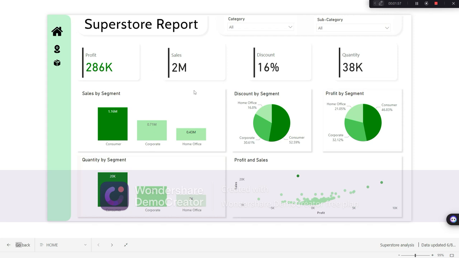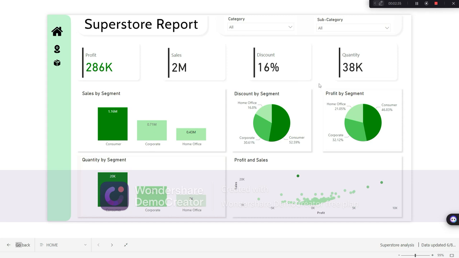The next chart, that is a pie chart, shows average discount by segment. In home office we have 16.8% average discount, and the average discount we give to consumer is about 52.59%, and to the corporate segment we give 30.61% average discount.